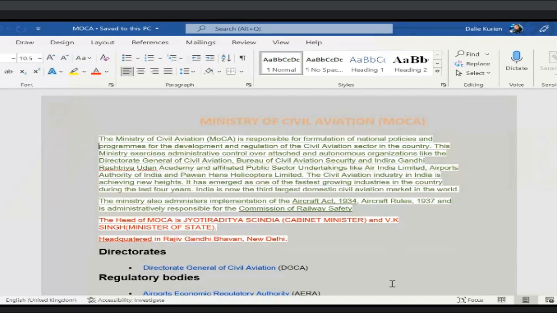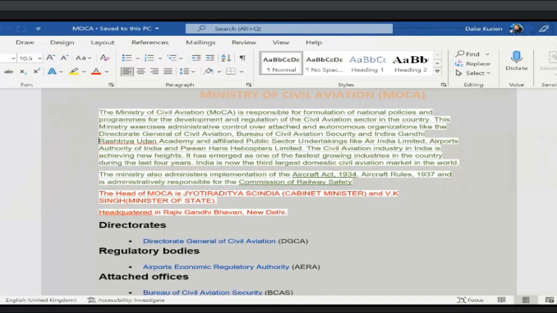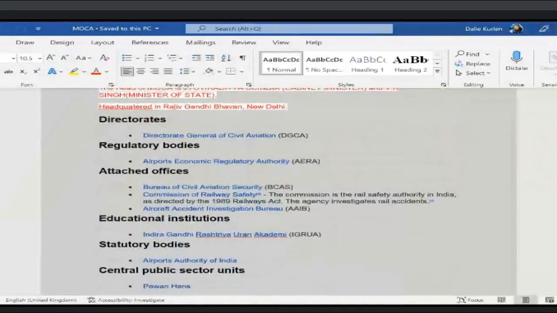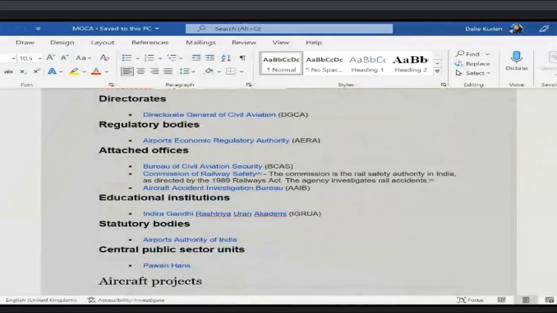Directorates. Again, MOCA has been divided into so many parts. So number one is your directorate. Under MOCA, you have a directorate which focuses on everything. So we know what a directorate is. That is, the directorate implements whatever is sent by MOCA. They need to implement.